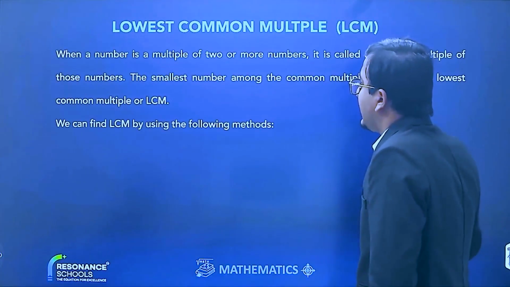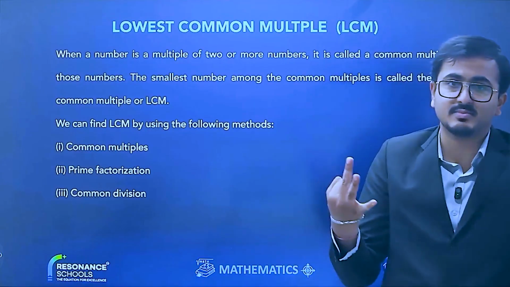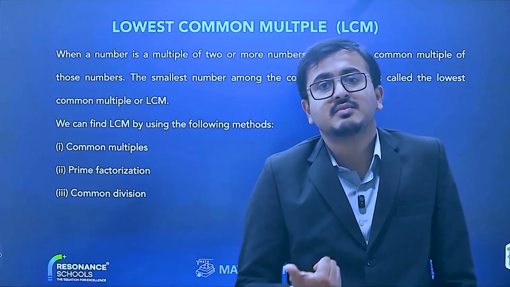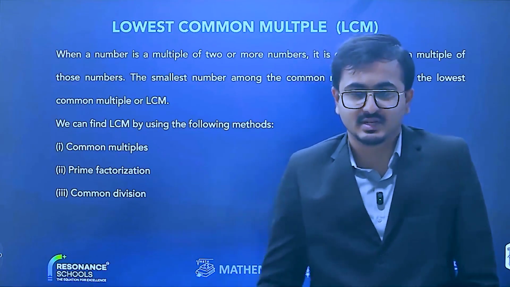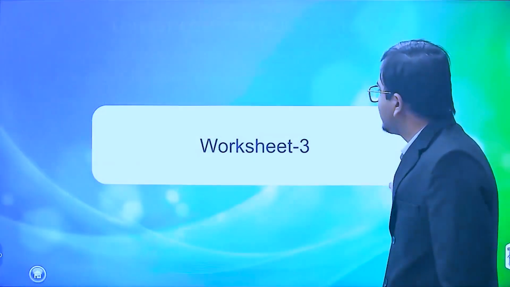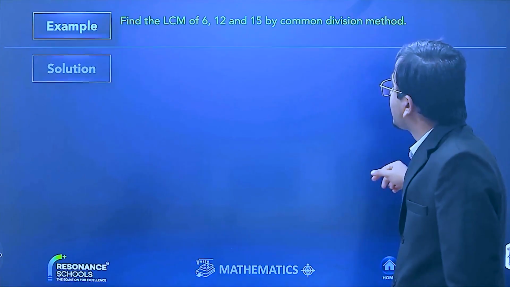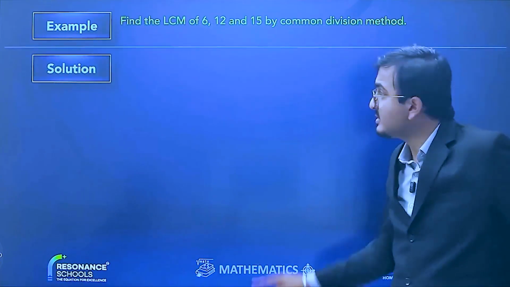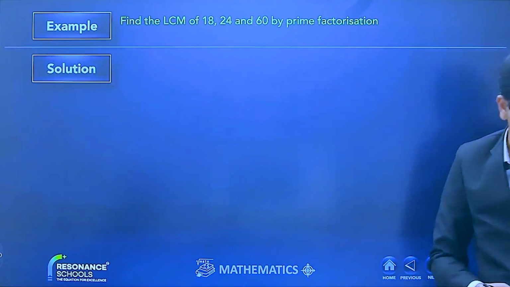Okay. LCM. Again, there are 3 methods. First is by common multiples. Second, via prime factorization. Third, via common division. Common multiple is fine. Via prime factorization. Via common division.